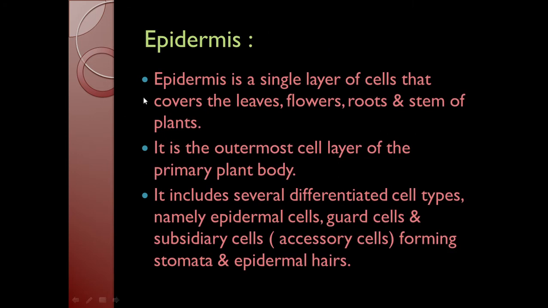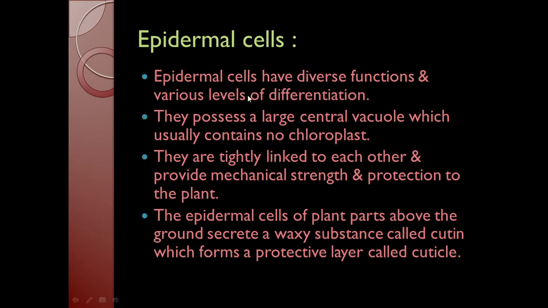First is epidermis. The epidermis is a single layer of cells that covers the leaves, flowers, roots, and stems of plants. It is the outermost cell layer of the primary plant body. Epidermis includes several differentiated cell types, namely epidermal cells, guard cells, and subsidiary or accessory cells, forming stomata and epidermal hairs. Epidermal cells have diverse functions and various levels of differentiation.